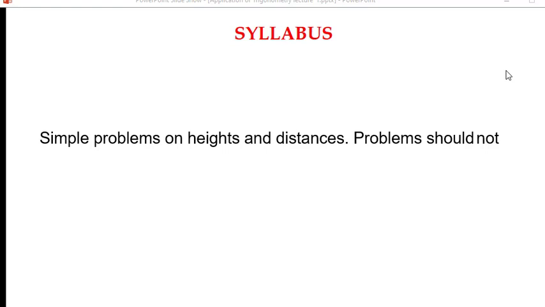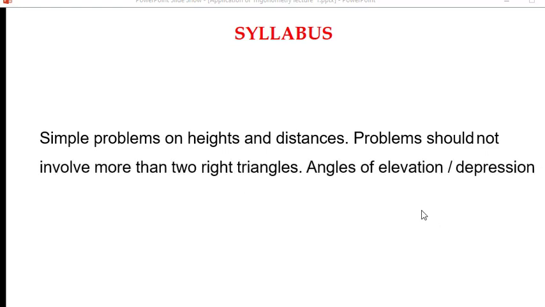Here we are having simple problems on height and distance. Problem should not involve more than two right triangles. Angle of elevation, depression should be only for 30 degree, 45 degree and 60 degree. So here the problems are related with application of trigonometry, and the angles involved are 30 degree, 45 degree and 60 degree. Maximum two triangles we will see in a problem.